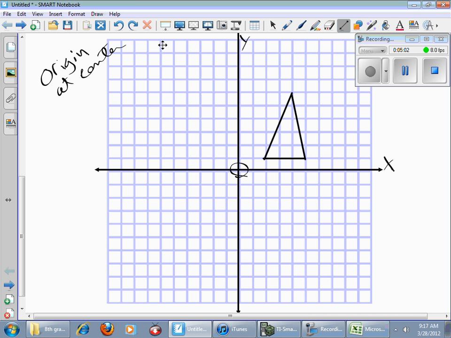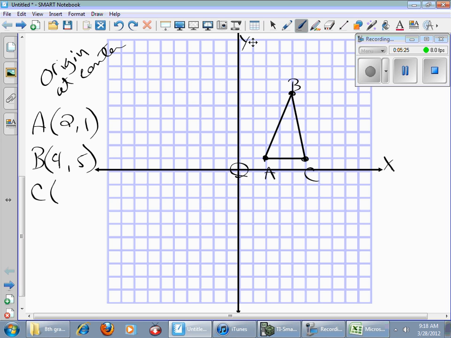Okay. And I'm going to call this A and C again, and I'll call B up here. Okay. So I need the coordinates for this. A is at 2, 1. B is at 4, 5. And C is at 5, 1. All right, 5, 1.